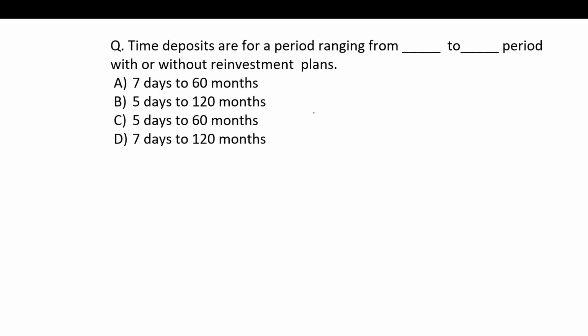Time deposits are for a period ranging from dash to dash period with or without reinvestment plans. So for this question, D is your correct answer. It usually varies from 7 days to 10 years or 120 months.